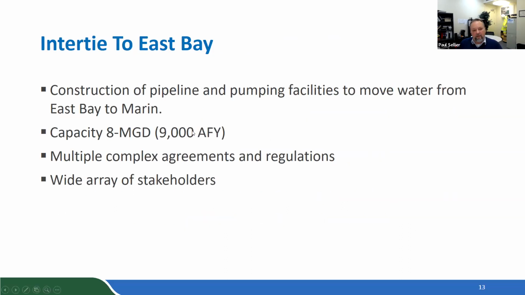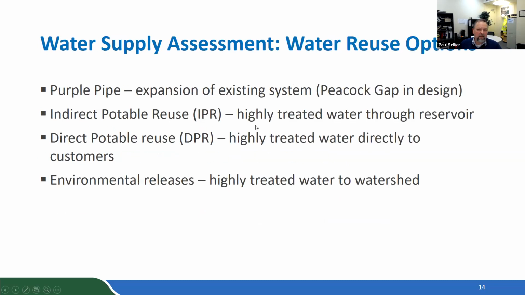And the intertie to the East Bay, of course, we're all familiar with the construction of the pipe and pumping facilities to move water from the East Bay to Marin. And then our water reuse options, including traditional purple pipe, which we've heard a little bit about here tonight, and then the different options for indirect potable reuse, direct potable reuse, and then the environmental releases.